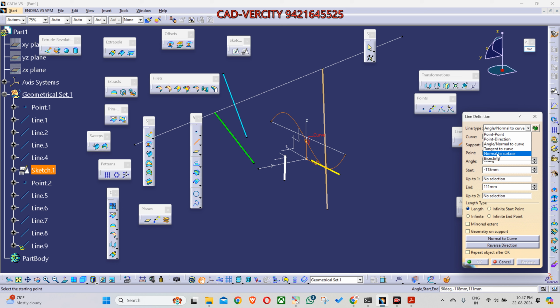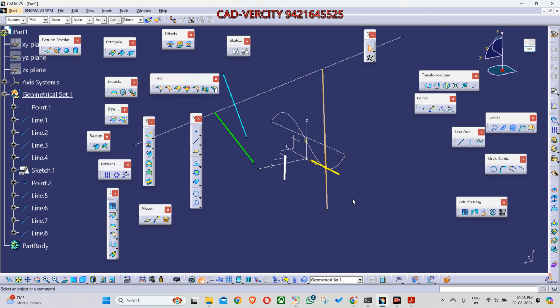See, what is the name of the command? Normal to surface. Normal, yeah, it is perpendicular to the surface at a particular point. So the line will be perpendicular to the surface at a particular point. Okay. See. So let's draw one.